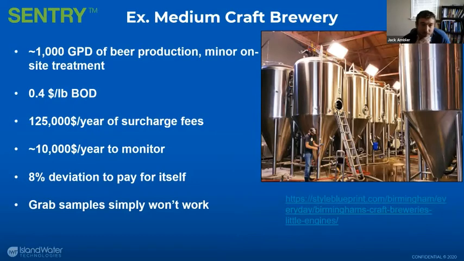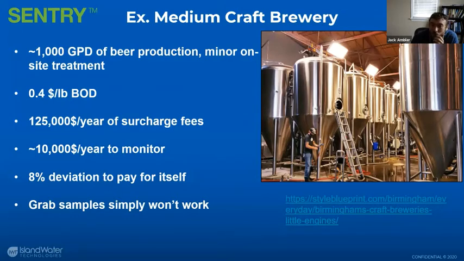So an example of this would just be a medium-sized craft brewery. I hate to pick on the brewery guys, as I'm relying on them just as much as anyone else during the COVID period here. But they are a very common and easy one to work with. So a small plant, 1,000 gallons per day of beer production, or a medium-sized plant with only minor treatment. They'll probably be paying around 40 cents per pound of BOD. So pound of BOD being concentration times flow. And that might be as much as $125,000 per year of surcharge fees or something like that.